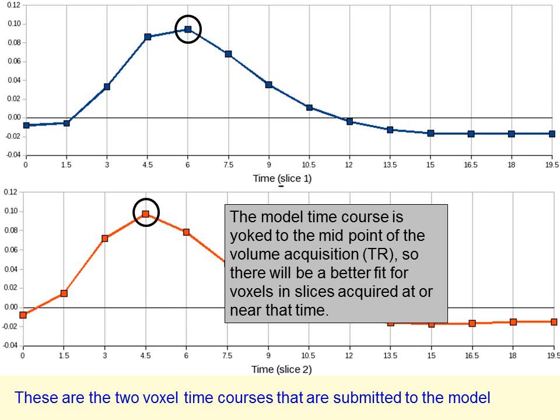Now, what we do is we assume that all of the voxels in an image were acquired at the midpoint of the TR rather than at the start or the end. So therefore the model, your design matrix, is going to fit better for voxels that are in slices that were acquired in the middle of the TR compared to ones that were acquired at the beginning or the end of the TR, where there's going to be a temporal offset and the model just won't fit as well. This is obviously not a desirable state of affairs.